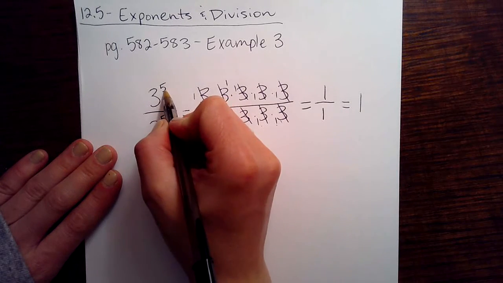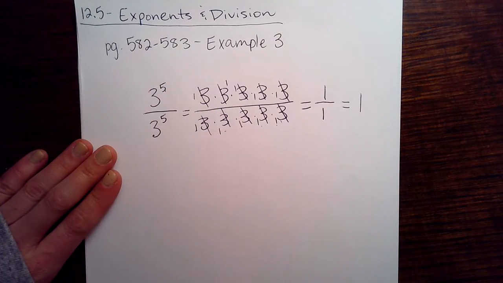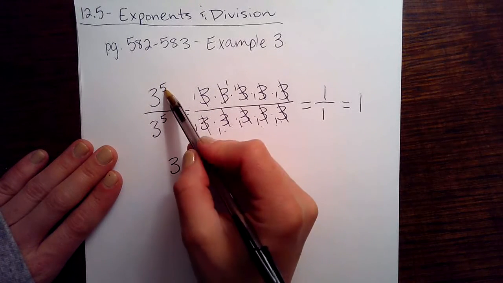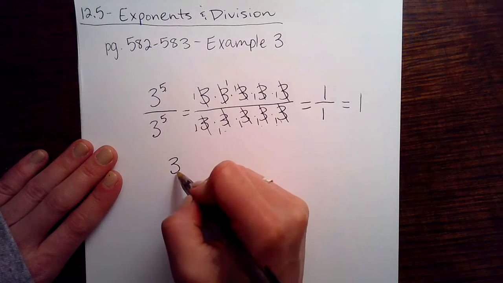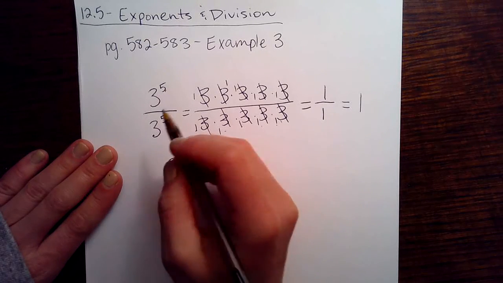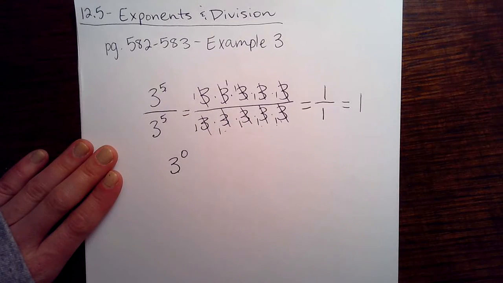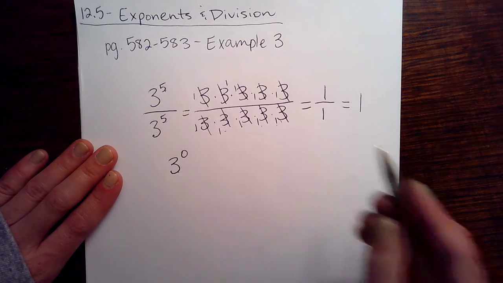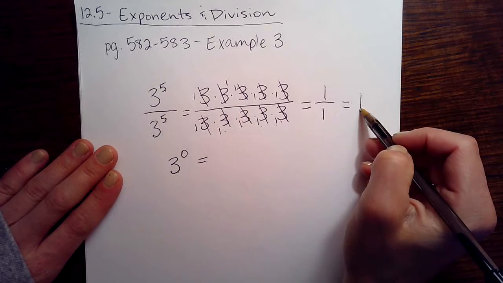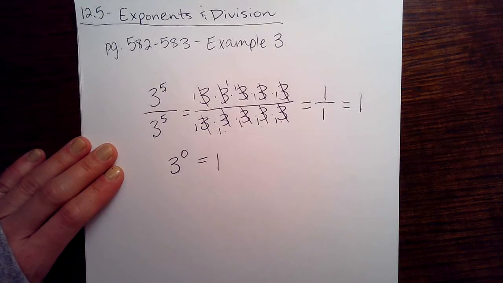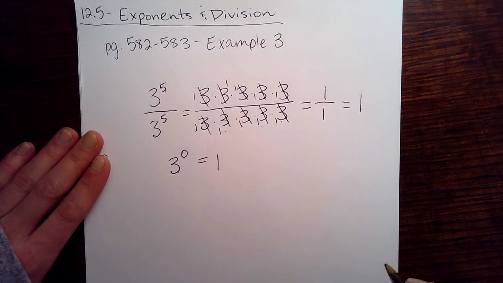Now, we saw our rule at the beginning was that we can subtract exponents. 3 to the 5th over 3 to the 5th has the same base, 3 to the 0 power. That's 5 minus 5. That's from our rule at the beginning. We also just found that 3 to the 5th over 3 to the 5th is equal to 1. And in fact, this is true.